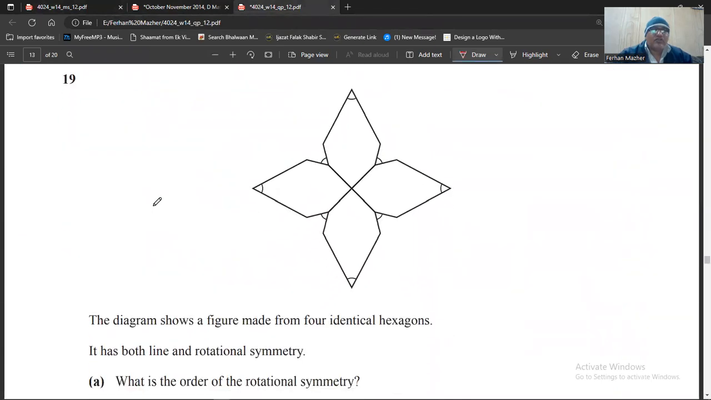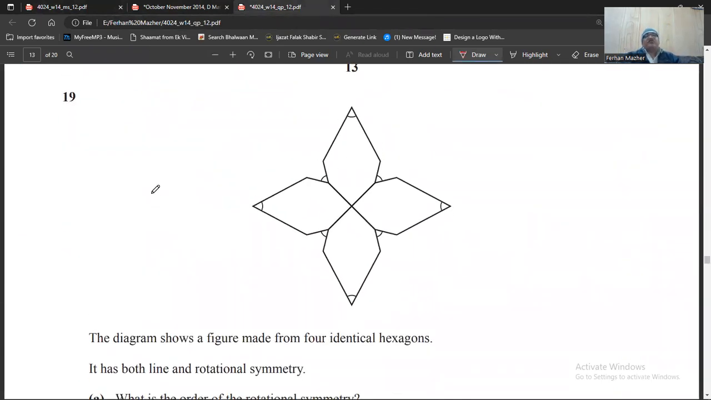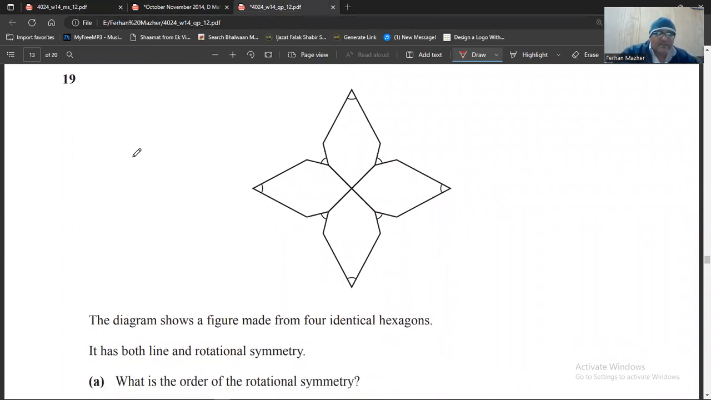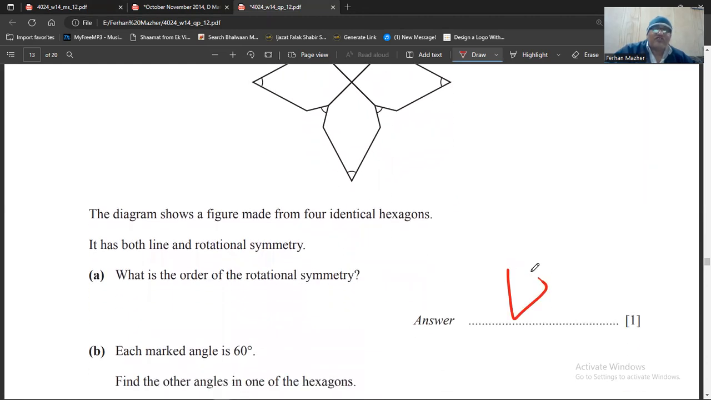Okay, so we are going to the next question. That is question number 19. The diagram shows a figure made from 4 identical hexagons. Hexagons means 6-sided figure. It has both line and rotational symmetry. Okay, what is the order of rotational symmetry? You can see 1, 2, 3, 4. It has 4 blades, so its rotational symmetry will be how much?